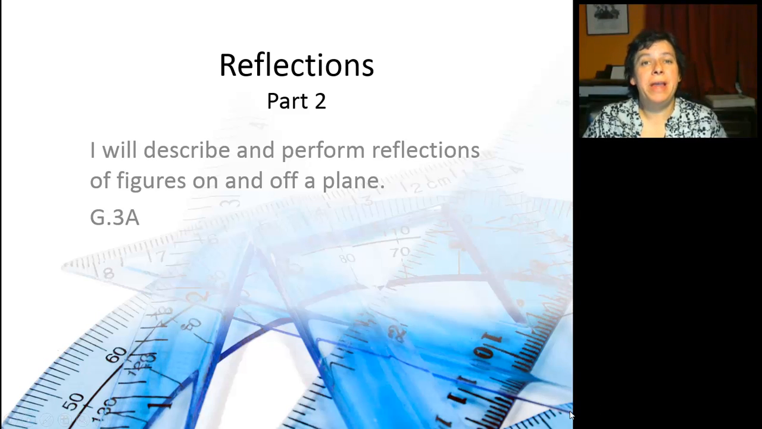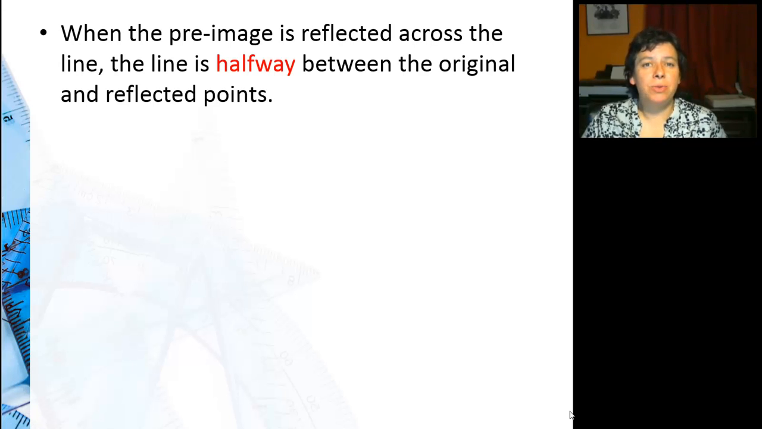Okay, now we're going to go ahead and look some more at reflections. When the pre-image is reflected across the line, the line is halfway between the original and the reflected point, so the image and the pre-image. One thing I wanted to make sure you knew is how to write this notation.